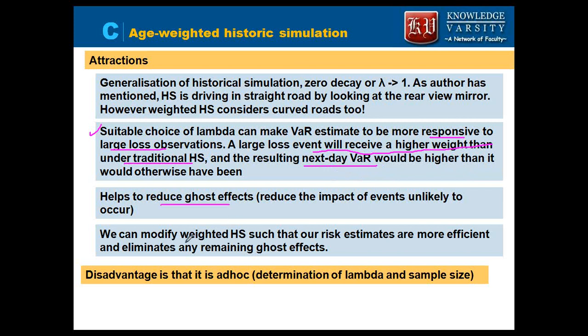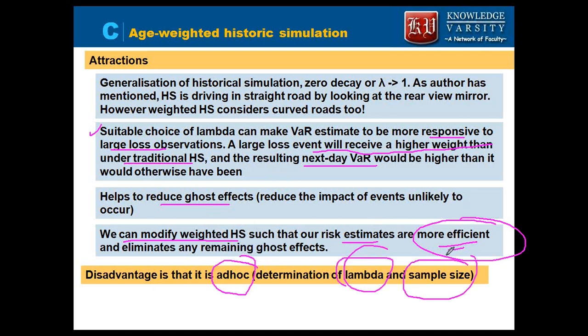What they are saying is you can modify the weighted historical simulation such that the risk estimates are more efficient. So the weighted methods can be modified so that they are much more efficient, better than the normal method. However, the disadvantage is it is ad hoc. Ad hoc because who decides this lambda? Who decides this sample size? There is no theoretical foundation with respect to what this lambda or sample size should be. The RiskMetrics approach takes different values, another approach takes different values.